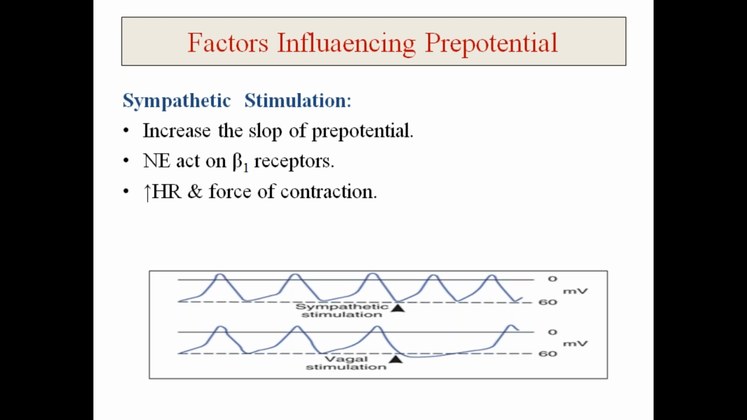So what is the influence of your sympathetic nerve? Sympathetic nerves, as I told you, innervate the SA node, and these sympathetic nerves release norepinephrine, and this norepinephrine acts through the beta 1 receptor. Now when norepinephrine acts over the beta 1 receptor, it increases the calcium influx, and as a result of that, you can see the slope of prepotential has increased. As a result, the rate of contraction and the force of contraction of your heart have increased.